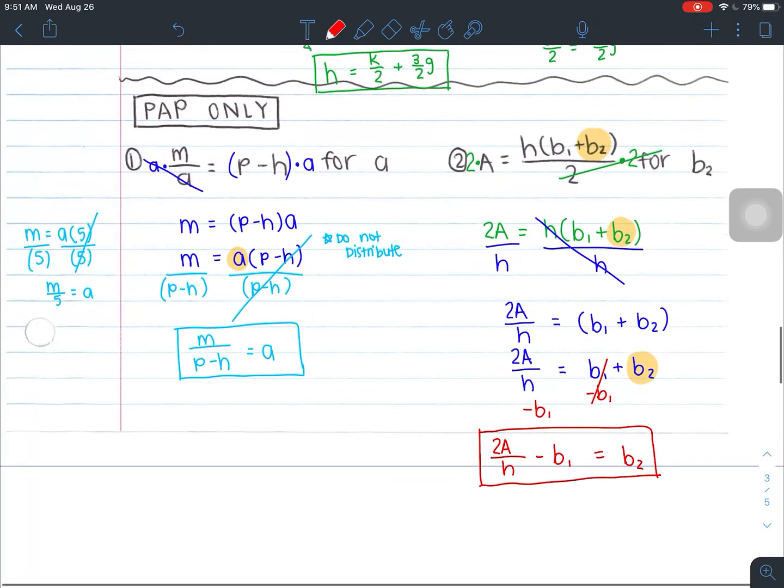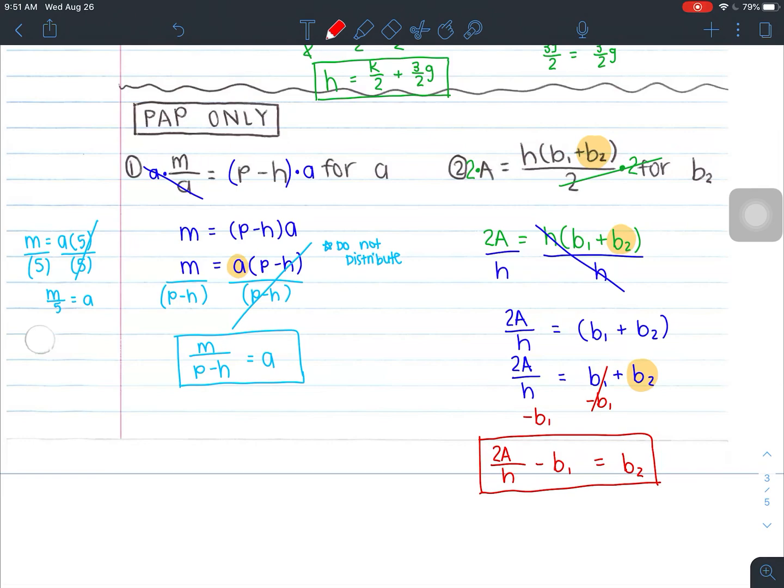Now these two are probably some of the most difficult problems. So I would definitely work through these again, practice them, do them multiple times over and over until you kind of understand the process. But again, the goal is to always get a variable by itself. If you have any questions, please let me know. I'm here to help.